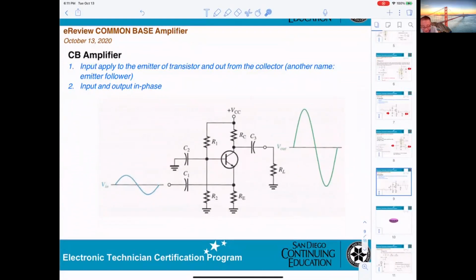In the CB amplifier, the input is applied to the emitter. You see that input here, applied to the emitter. The output is from the collector. That's what we call a common base. What is the name for C2 here? Bypass. Ah, bypass.